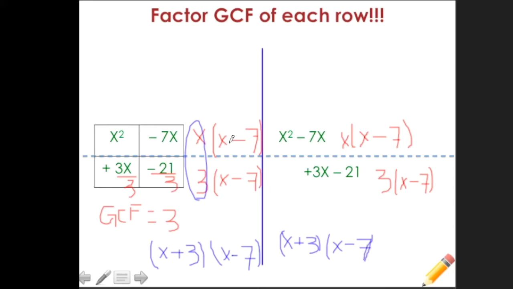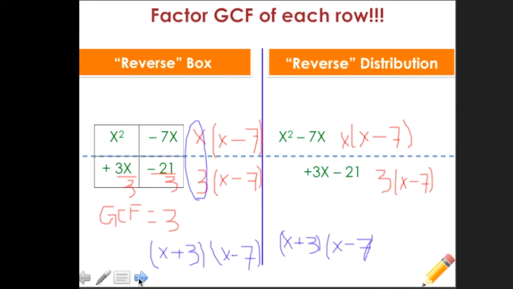Right? What we did was we used GCF in order to reverse there. We did the reverse box. We did a reverse distribution, right? So we factored each of these sections using the reverse box and the reverse distribution method.